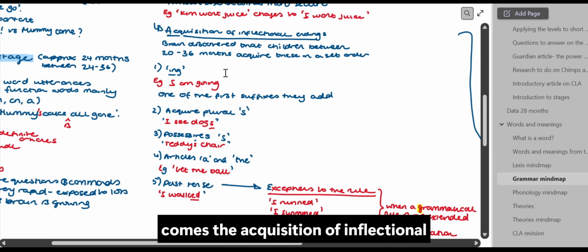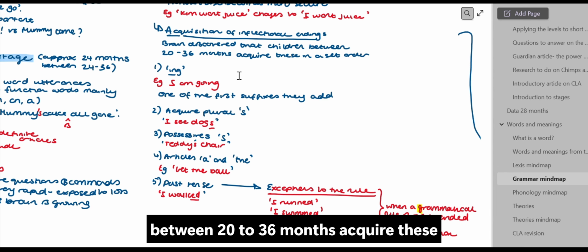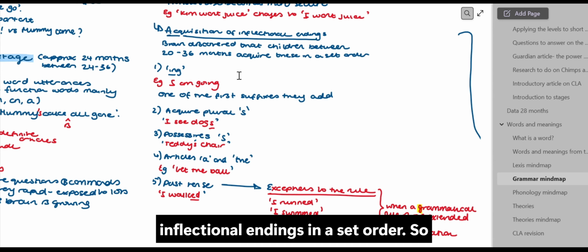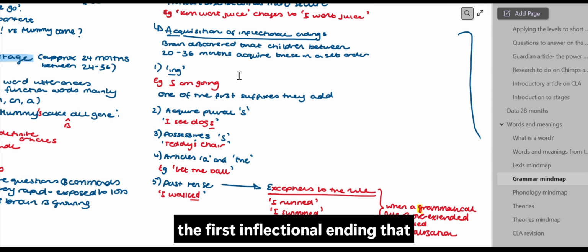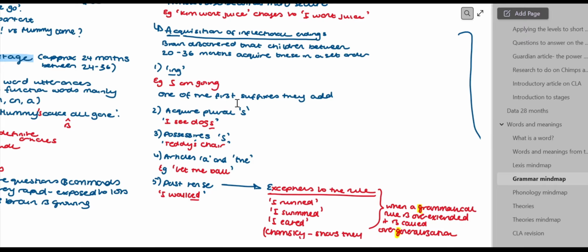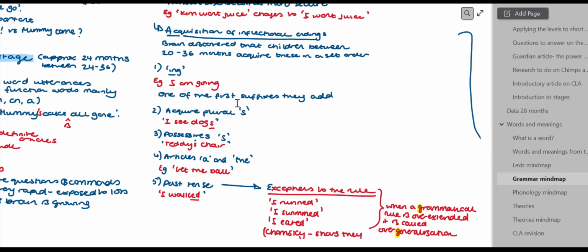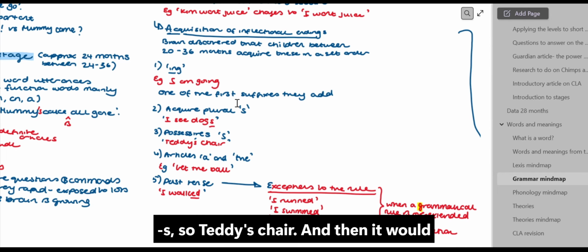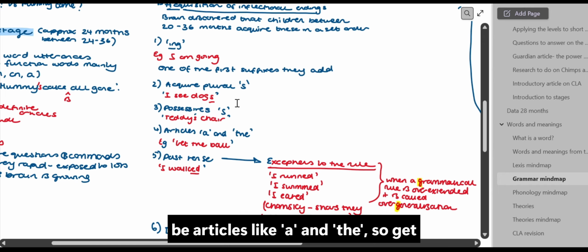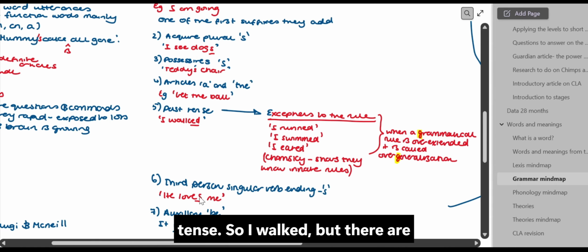Then it comes to the acquisition of inflectional endings. So Brown discovered that children between 20 to 36 months acquire these inflectional endings in a set order. So the first inflectional ending that children acquire is the ending ing, so I am going, and that's one of the first suffixes that children add. Then they acquire the plural s, so I see dogs. Then they acquire the possessive s, so Teddy's chair. And then it will be articles like a and the, so get the ball. And then it's the past tense, so I walked.